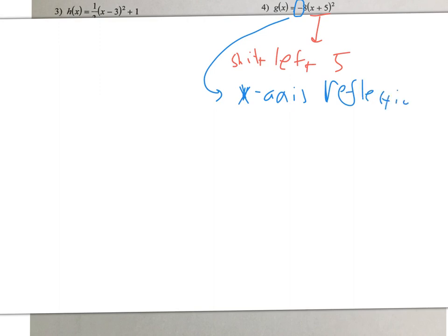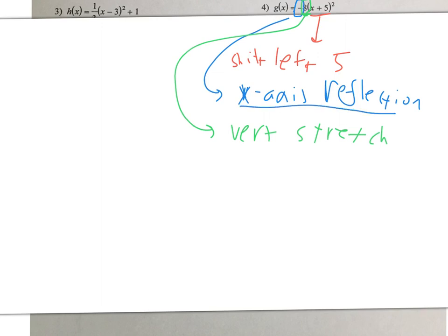And then next thing I'm going to deal with is the 8. And so the 8 right there is going to be a vertical stretch or shrink, since that's a multiplier. Now, since it's multiplied by a number greater than 1, and once again, I'm thinking that as an 8, not a -8, it's going to be a vertical stretch. The reason I don't think of that as a -8 is because the negative was taken care of with the x-axis reflection. So the 8 is just by itself as a vertical stretch.